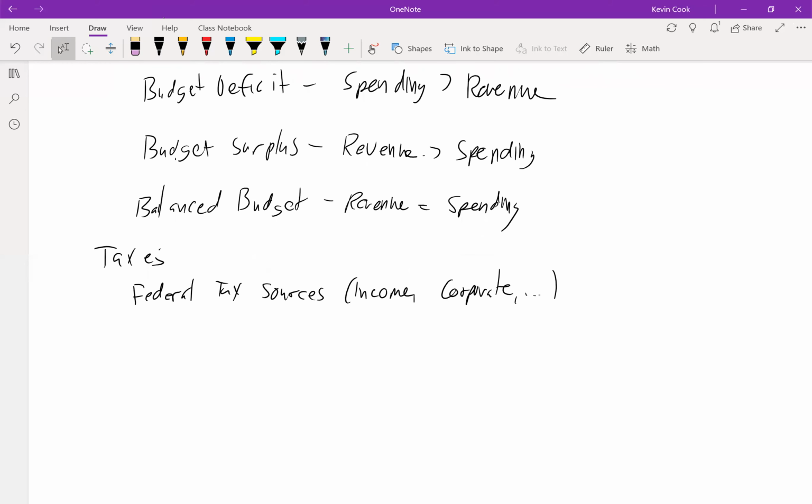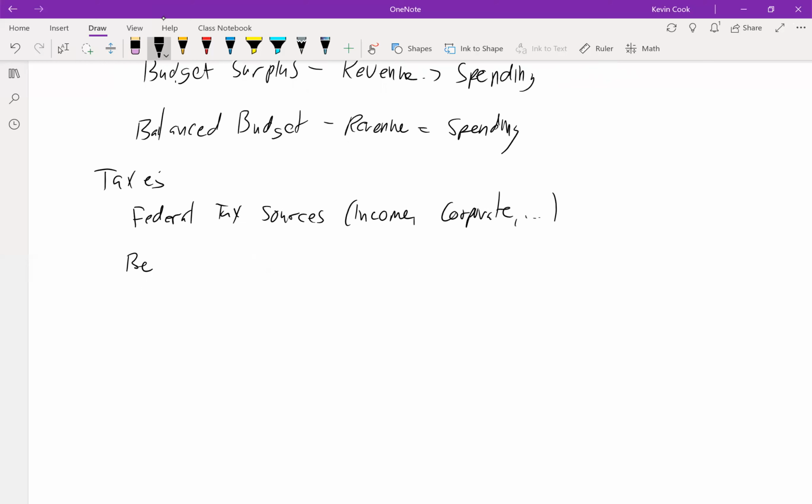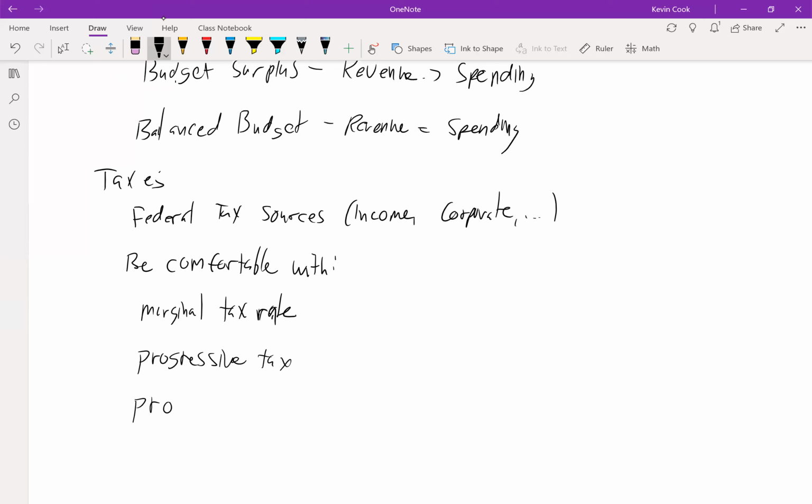Then we talked about some different tax rates. So you'll want to be comfortable with, that is, know what they are. The marginal tax rate. We have a marginal tax rate, a progressive tax, a proportional tax, and a regressive tax.